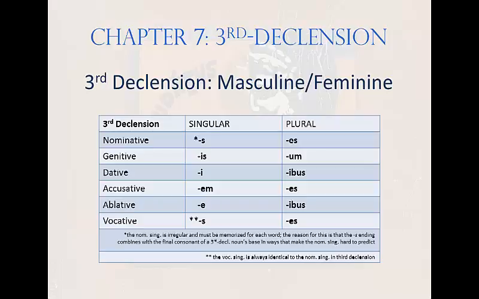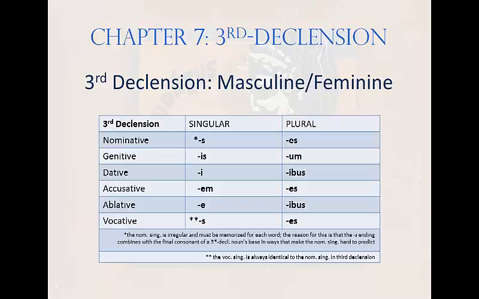So starting with the genitive, let's pronounce these endings. Is, i, em, e, and then in the plural, es, um, ibus, es, ibus. Stop this presentation for a second and recite these endings until you can say them quickly and correctly, and do them backwards at least once.